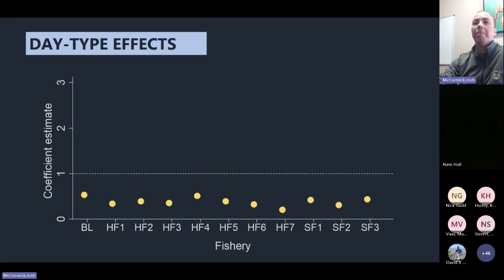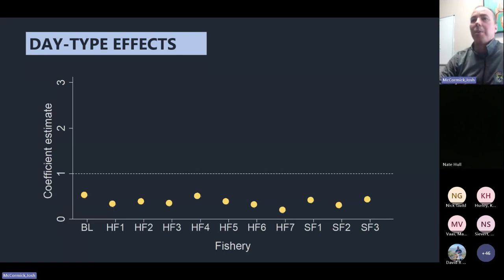So I mentioned that we embed a regression model to estimate the day type effects. And in this case, this is the slope parameter that tells us how the effort changes as we switch from one day type to the next. And it's multiplicative in this case. So any estimate of a coefficient that's less than 1 suggests the effort is decreasing. If it's equal to 1, it suggests there's no change. And if it's greater than 1, it suggests that the population increases as you go from one day type to the next.